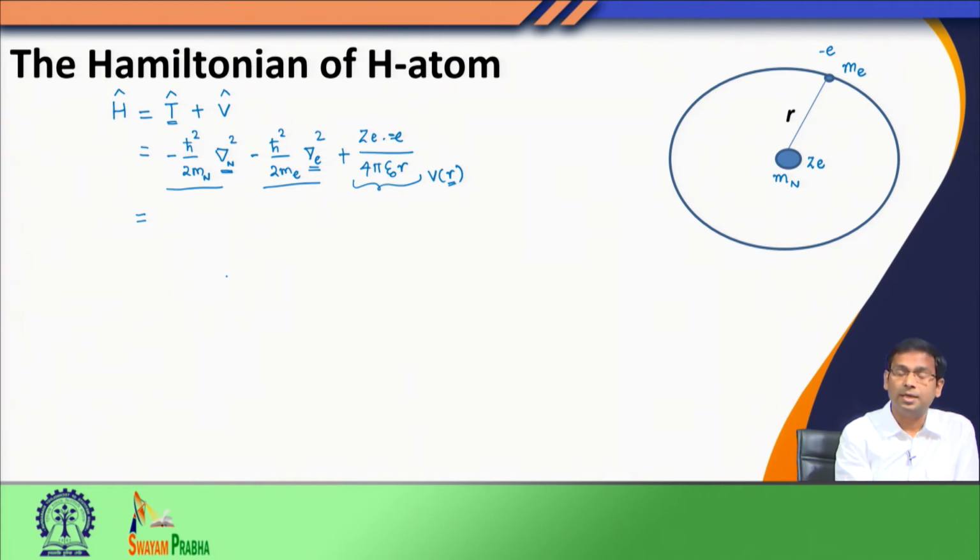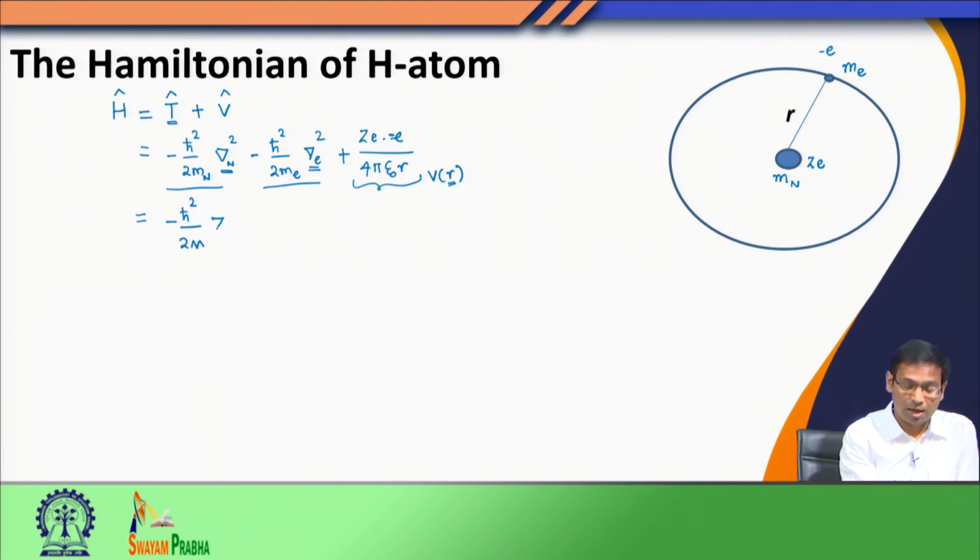instead of writing a two body operator, we can convert this operator to two effective one body operators. Why? How do I do that? If you use the result that we had obtained from the previous class.